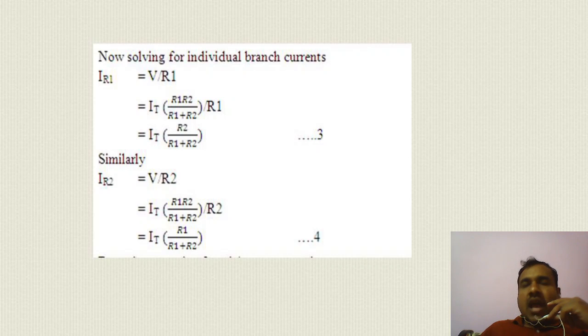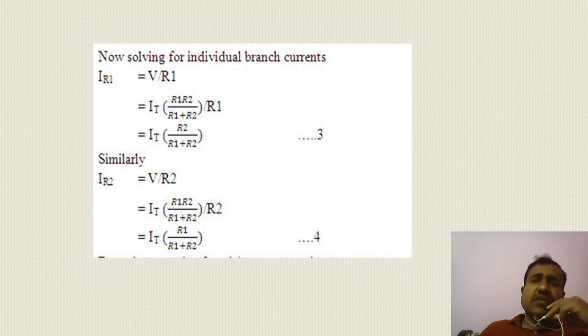Similarly, IR2 is equal to V divided by R2. Again I will replace the V value here. It is IT into R1 into R2 divided by R1 plus R2, divided by R2. So it cancels R2 and R2, and I remain with IR2 is equal to IT into R1 divided by R1 plus R2. I call it equation number 4.